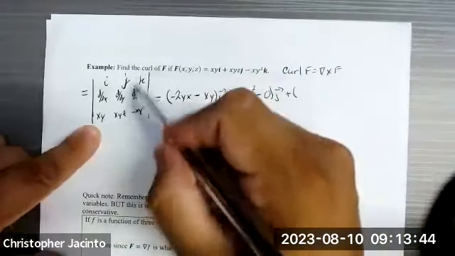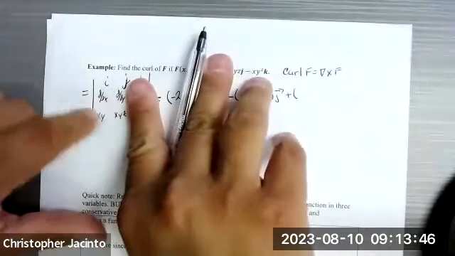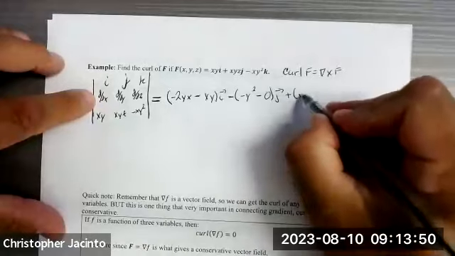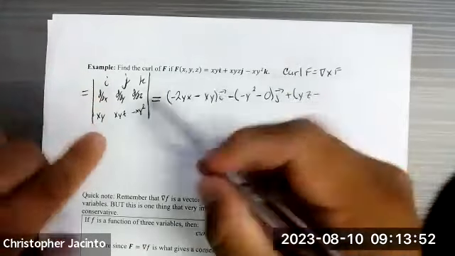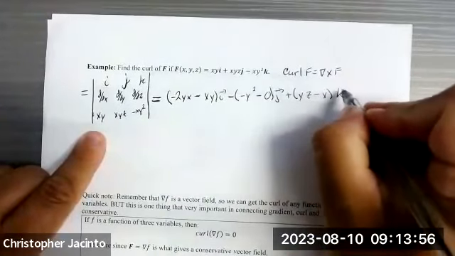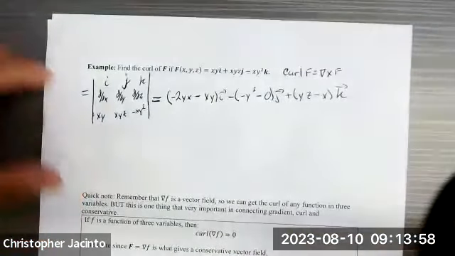And then lastly, the k-th component. So it's just going to be this 4 here. So partial derivative with respect to x, and then partial derivative with respect to y. And there we go.